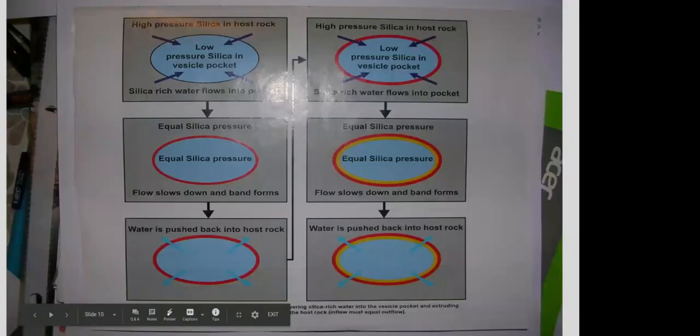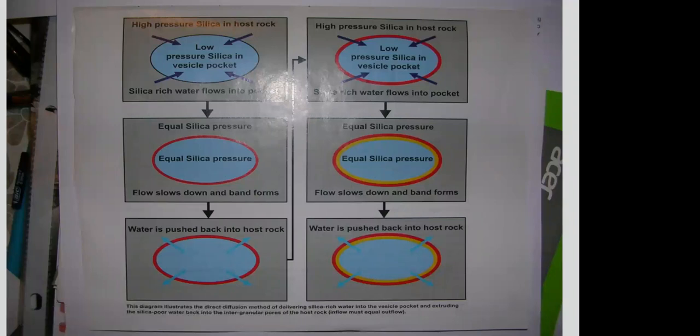In essence, the silica-rich water came in. Once the pressure equalized, the water pressure equalized on both sides. Remember, this happens deep in the ground with a lot of heat and pressure. So the heat facilitates in evaporating or pushing the water back out, leaving behind the band or the silica, and it keeps forming and forming, coming in, evaporating, coming in, evaporating, and depending on what silica compound was introduced determines what color the bands were.